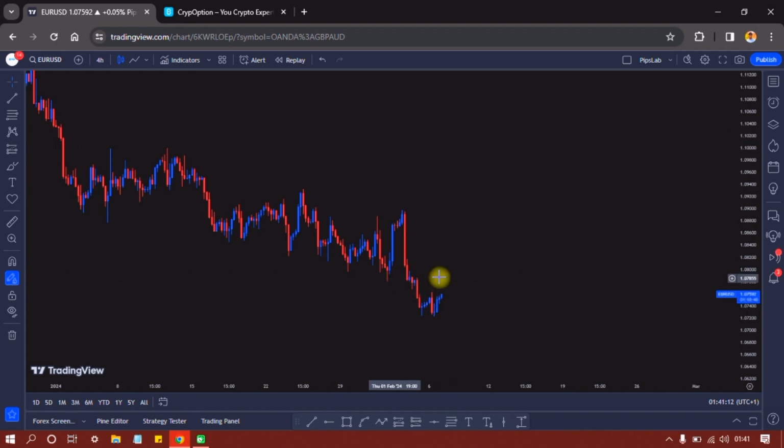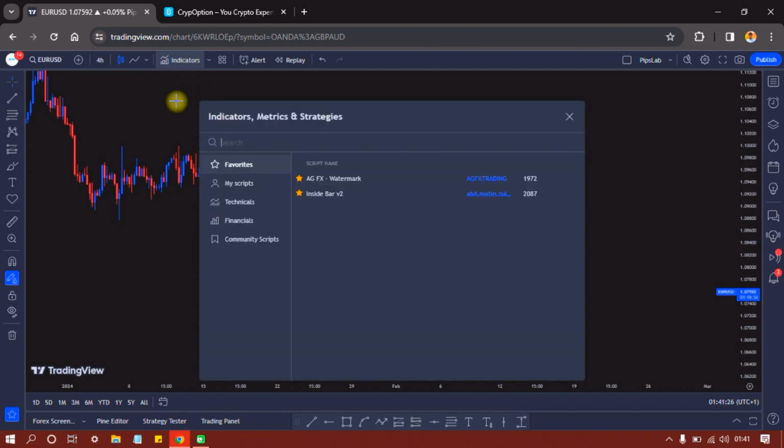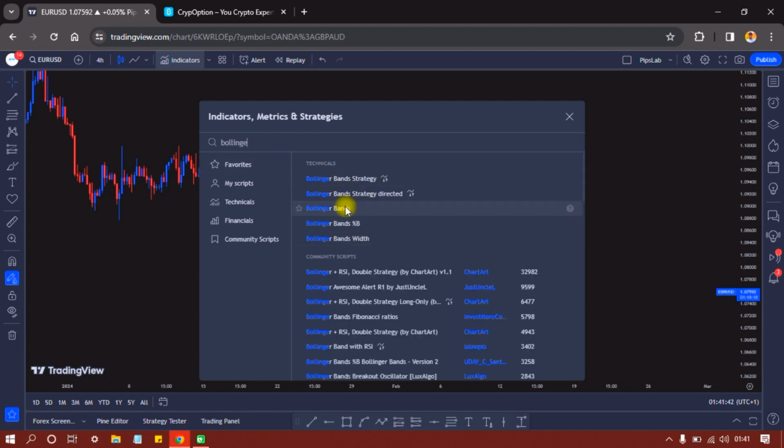This is our TradingView chart, or any chart that you are using. All you have to do is go to the indicators section. You click on the indicators section and search for your Bollinger Bands. Let's quickly wait for our indicators to pop out. After the indicators pop out, all you have to do is search for Bollinger Bands. When you click on it, it automatically pops out on your screen.